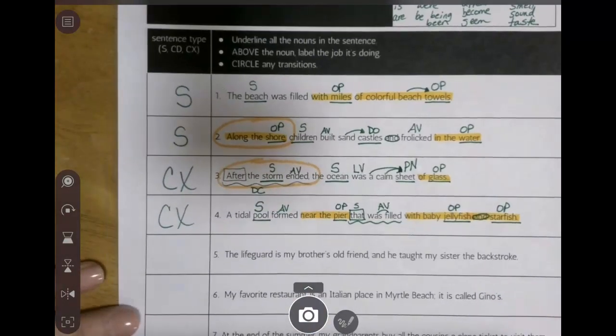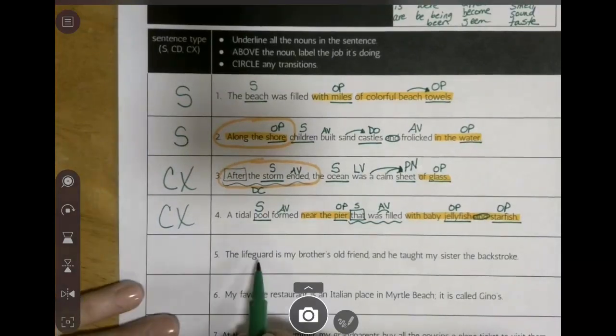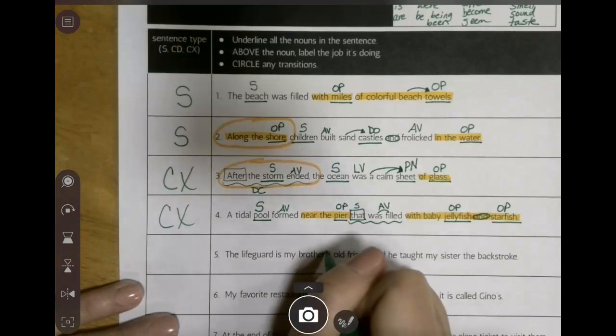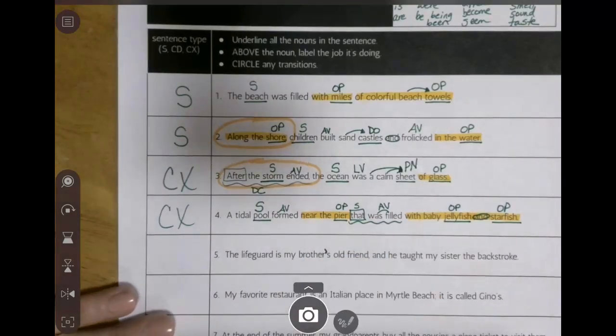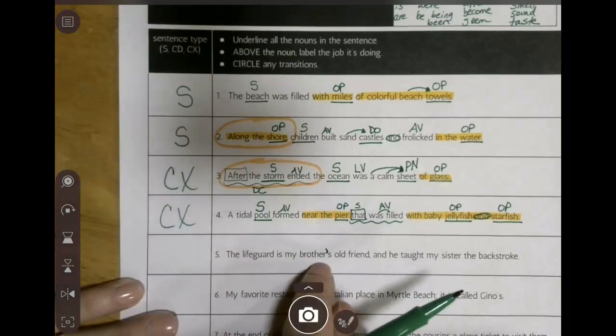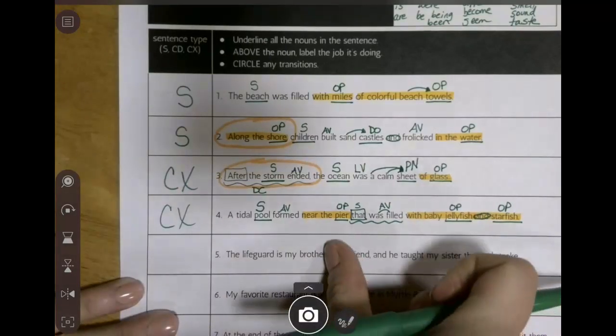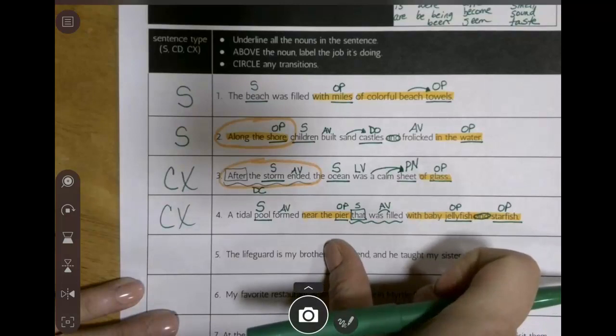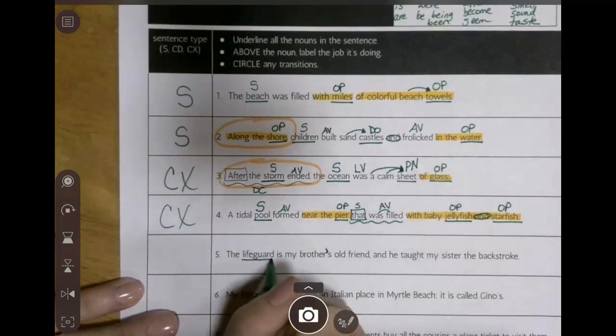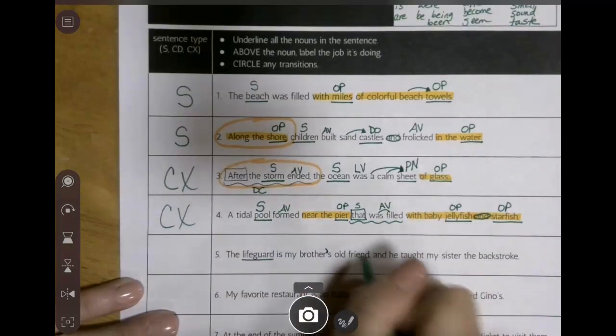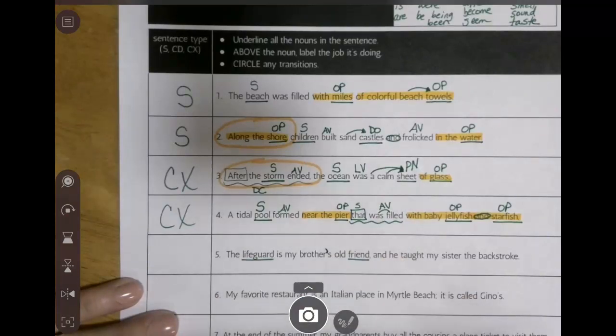The lifeguard is my brother's old friend, and he taught my sister the backstroke. All right, a lot of us missed this one. And I'm going to point out, when you see apostrophe S there, it is no longer a noun. We are not talking about a noun anymore. It's possessive. It's acting like an adjective. So we are not going to underline that as a noun, because if it just said brother, that's fine, but it doesn't say that. So lifeguard is a subject, friend is a noun.